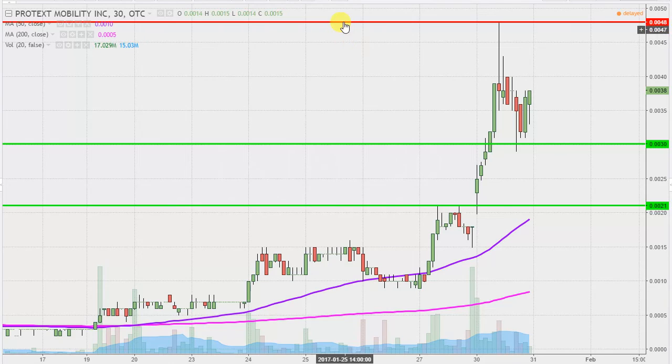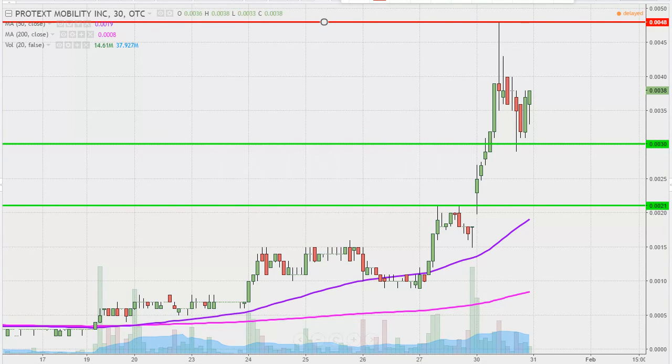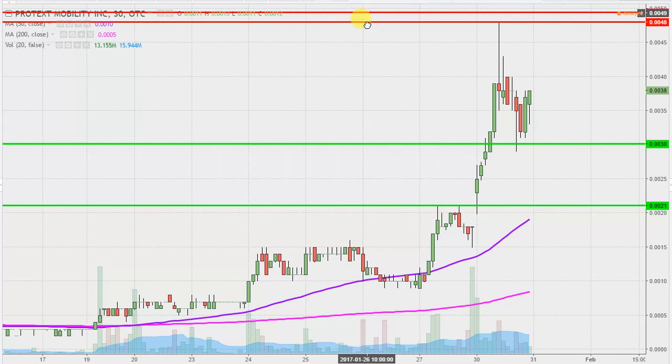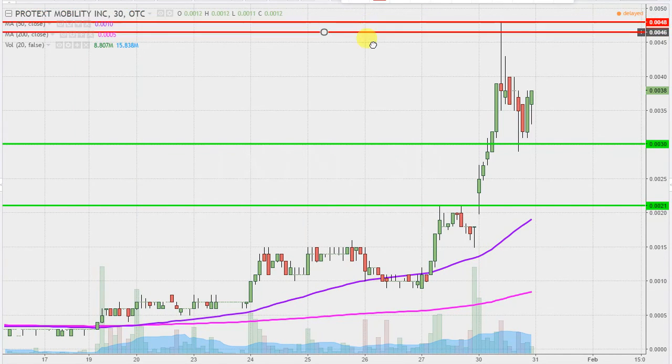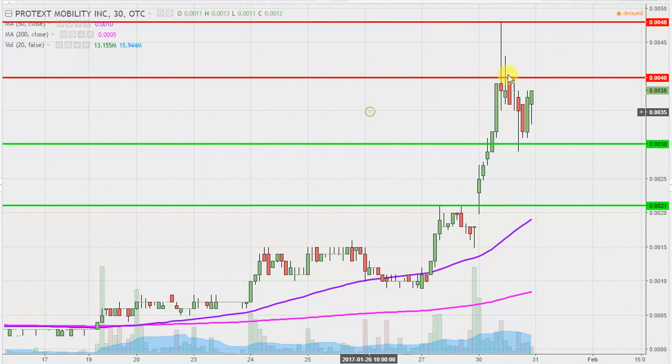But in many cases, as is the case here, there's usually another bridge that first needs to be crossed. And in this case, that initial bridge that needs to be crossed is at 004. So yes, no doubt about it, 0048 is a level of resistance. But before we start talking about that one, bulls first have to get above the 004 mark.